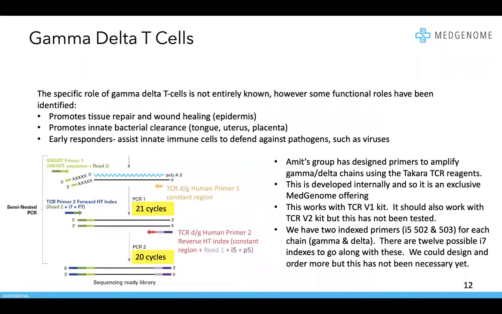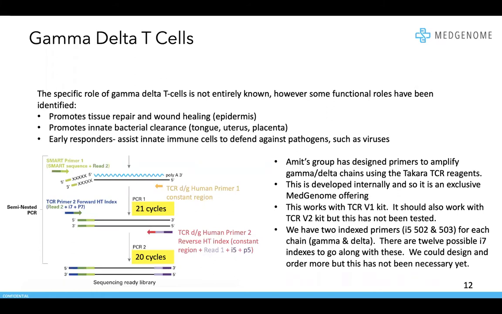Next, I'm going to talk about some of the things that MedGenome offers that really make us unique in the TCR market. The first thing to discuss would be gamma delta T cells. I mentioned them very briefly at the beginning of the training, and I said that gamma delta T cells do exist, but at a much smaller abundance than alpha beta T cells. The TCR expressed on these cells has gamma chains and delta chains instead of alpha chains and beta chains.